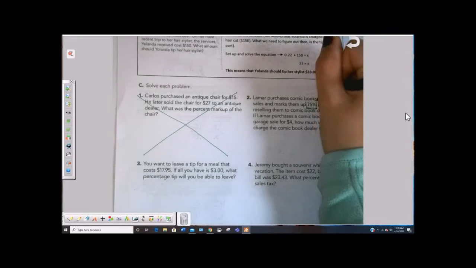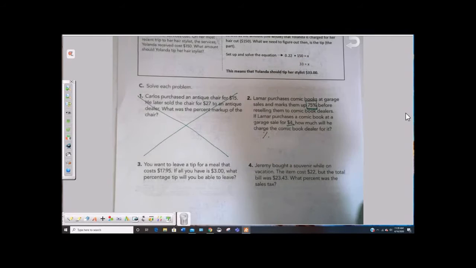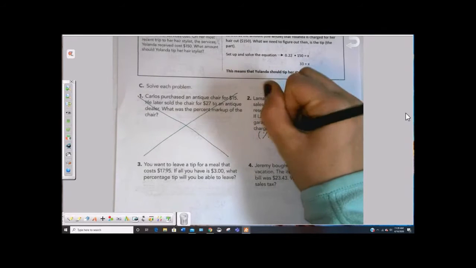It says Lamar purchases comic books at garage sales and marks them up 75% before reselling them to comic book dealers. If Lamar purchases a comic book at a garage sale for $4, how much will he charge the comic book dealer? So we're going to use the percent times whole equals part equation.